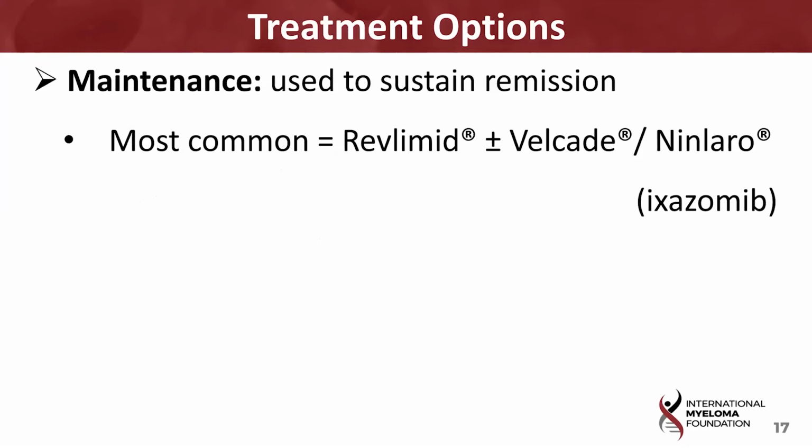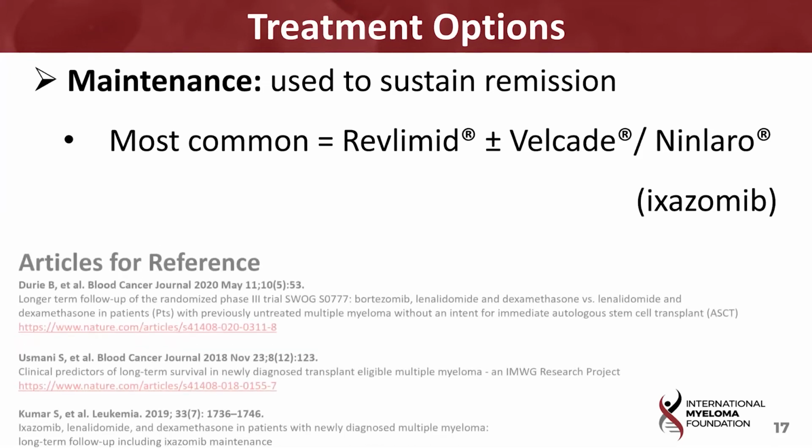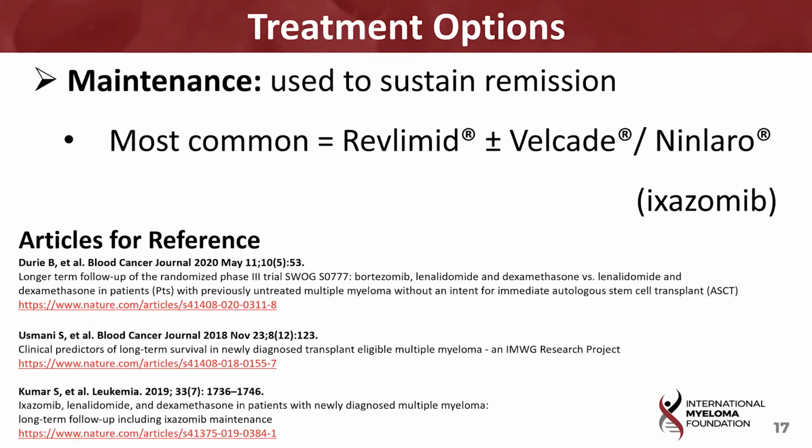Typically that would be with Revlimid. If you have abnormal chromosomes like that 17 chromosome abnormality, we might suggest adding in Velcade or Ninlaro, which is a by mouth proteasome inhibitor similar to the Velcade. That could be a helpful thing. And we have a lot of articles and information about this kind of decision process, depending on the status of your myeloma and different things in your personal situation.